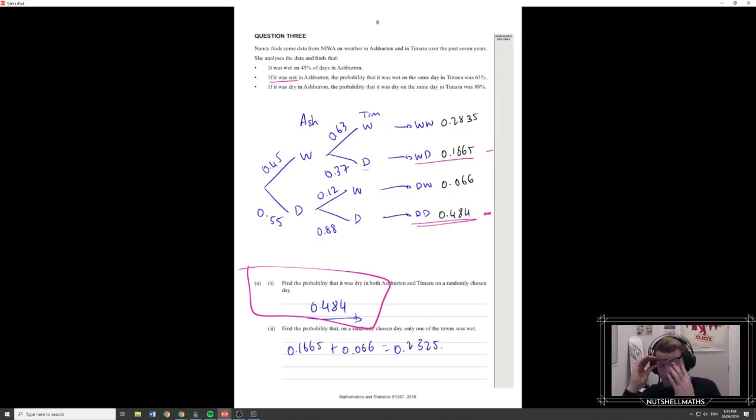Samir, do you understand this probability tree? Do you understand the tree? If you understand the tree, the next part's really, really easy. If you don't understand the tree, I can redo it from the start.